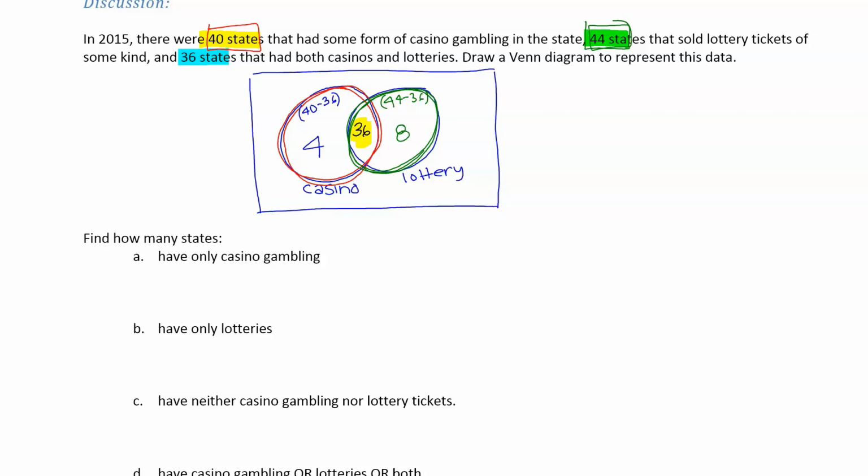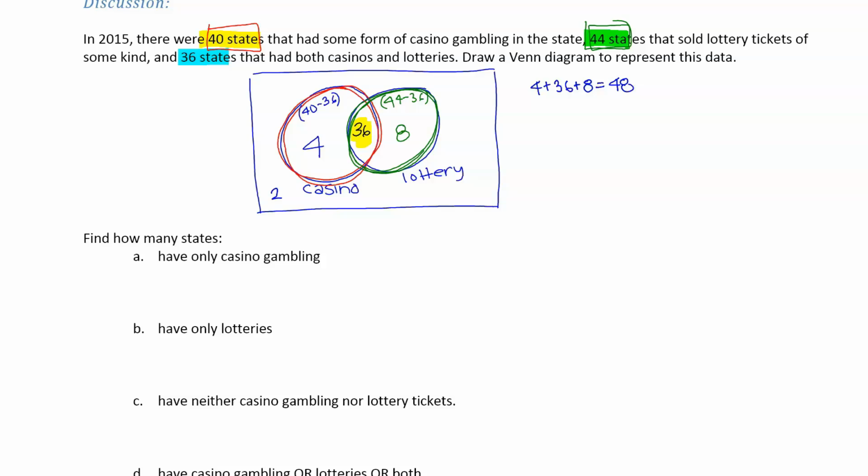Now, do you think we're done? Well, let's add up all the numbers. 4 plus 36 plus 8 equals 48. But we have 50 states. So the 2 leftover states go on the outside of the 2 circles. And this represents the 2 states that don't have casino nor lottery. So now we can answer the accompanying problems.